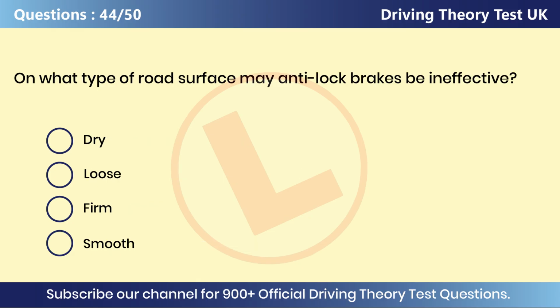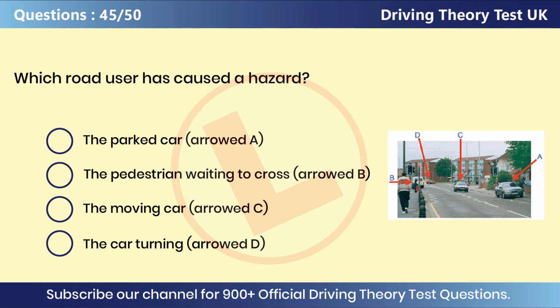Question 44. On what type of road surface may anti-lock brakes be ineffective? A. Dry. B. Loose. C. Firm. D. Smooth. B. Loose.